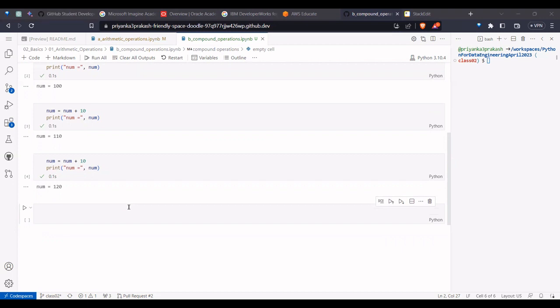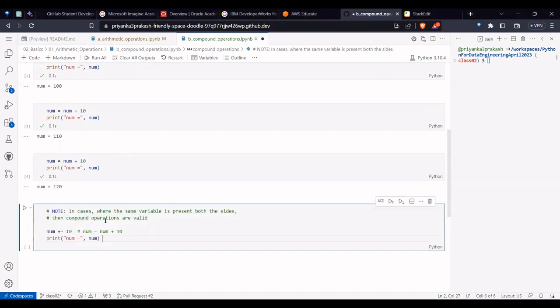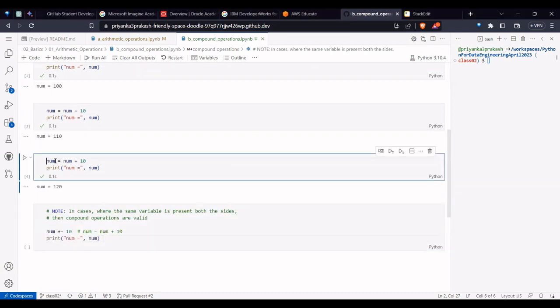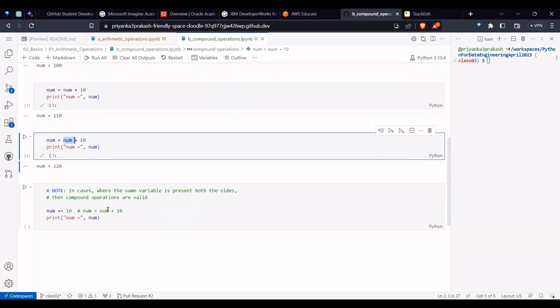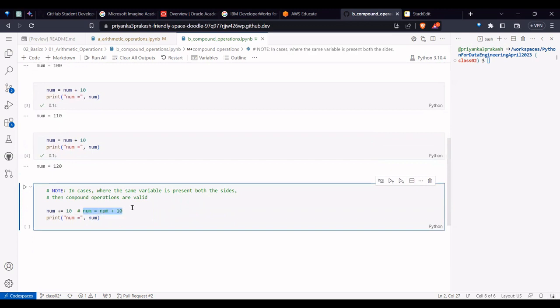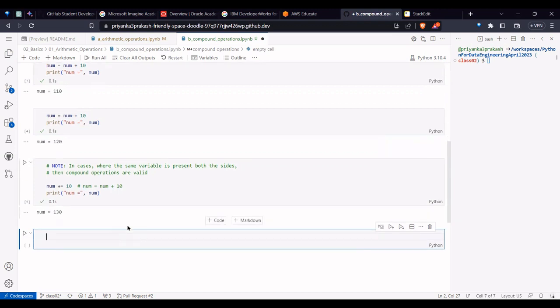The point of going for this compound operation is that whenever you have the same variable on the left hand side and right hand side, in that case we can go for a compound operation. Instead of number is equal to number plus 10, as you are doing the same operation, we can use a shortcut with the compound operator. If I do a compound operator, now see what will happen.